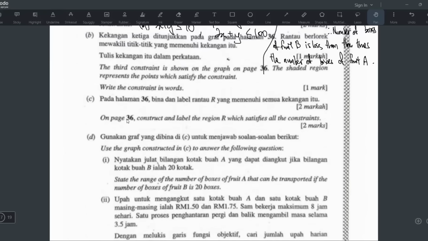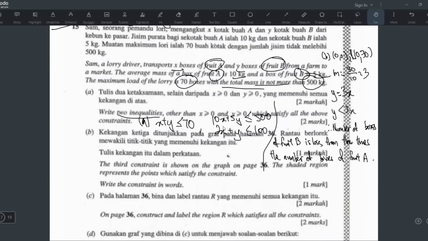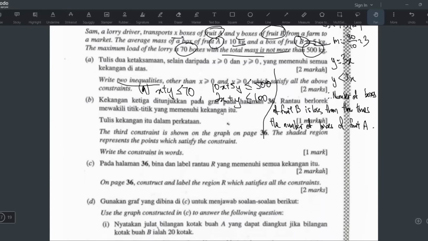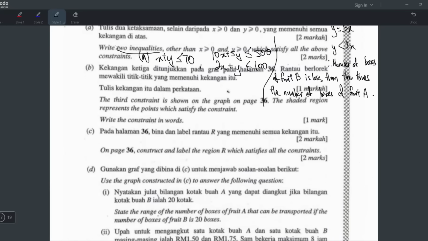Okay, for soalan C, on page 36, construct and label the region R which satisfies all the constraints. So if you want to do this, you have to draw another 2 lines lah, because satu line dia sudah lukis, right? So for part C punya working, I'll do it here. So the other 2 lines that I have to draw: x plus y equals 70. For now I will convert the smaller to equal because I'm trying to draw the equation, the line first. Yang smaller ni nanti baru tengok, bila lorek baru tengok.